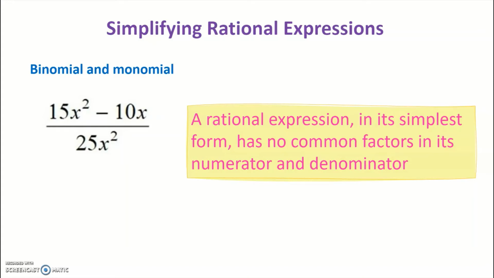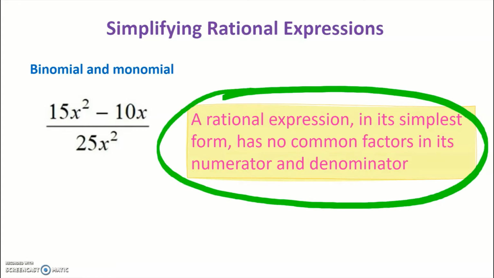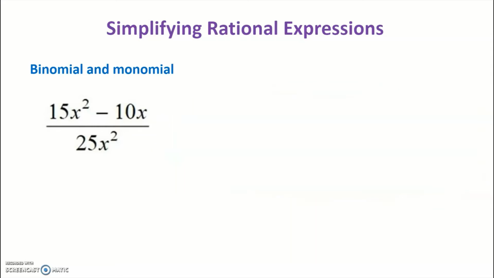Here we're going to simplify rational expressions. To simplify rational expressions, we use the same basic principles as we do with fractions in dividing, multiplying, and simplifying them. A rational expression in its simplest form has no common factors in its numerator or denominator, so that's our goal. This one here is a binomial over a monomial, but you'll see that it doesn't really matter what they are, the process is the same.